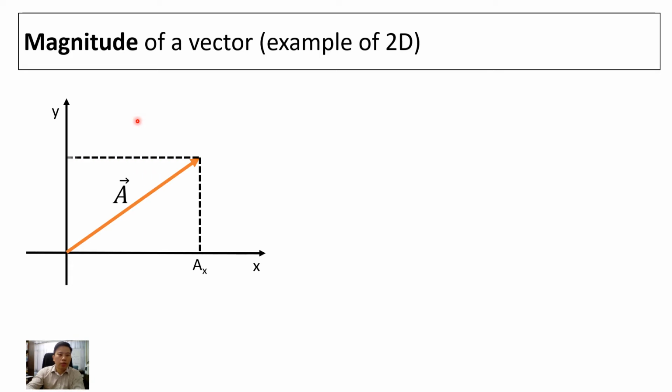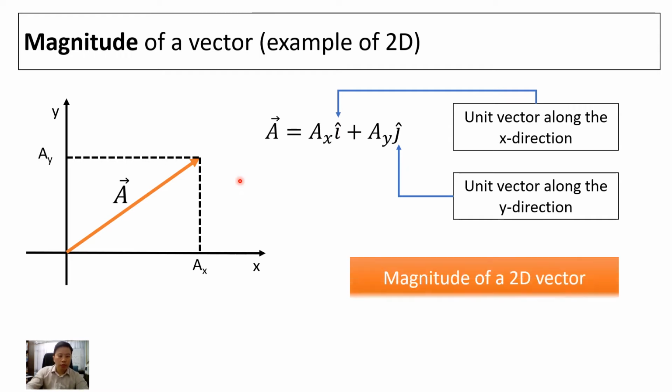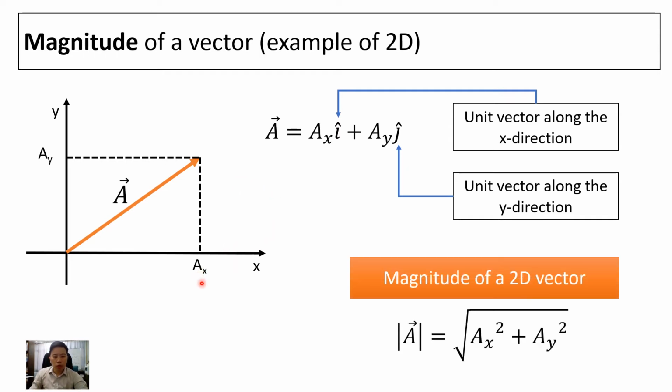In the case where you have a vector A, which is represented by an arrow on top, this is written as AX i plus AY j in the 2D plane. The i and j with the hats represent the unit vectors in the positive X direction and the positive Y direction. AX and AY are the components in the X and Y directions respectively. So the magnitude of the vector A in this case is just the square root of AX squared plus AY squared, right? This equation. So what happens if you have 3D?